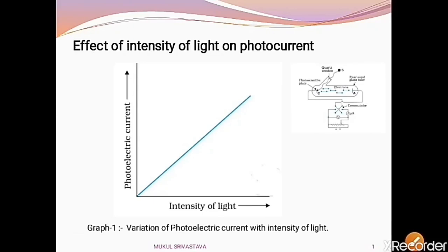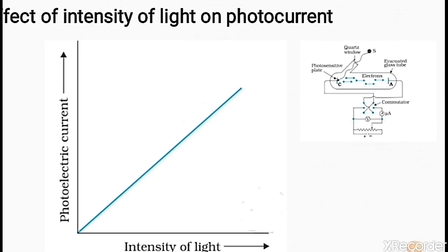Now we are going to explain the effect of intensity of light on photocurrent on the basis of this experiment. If you plot a graph between photoelectric current and intensity of light, we get a straight line. The reason behind that is, when the collector plate A is maintained at a positive potential with respect to emitter C, the electrons ejected from the plate C are attracted towards the collector plate.